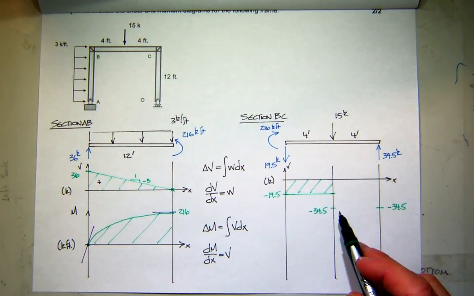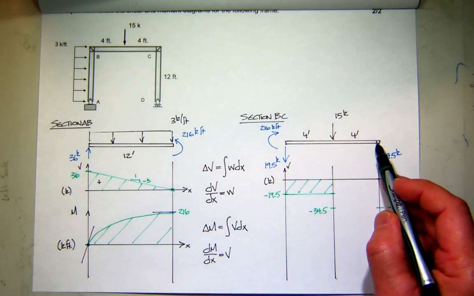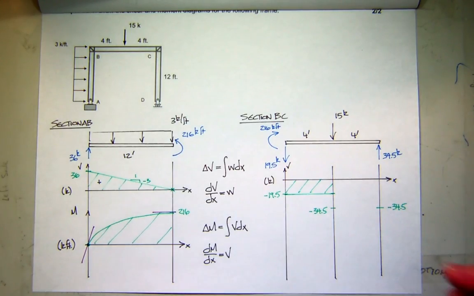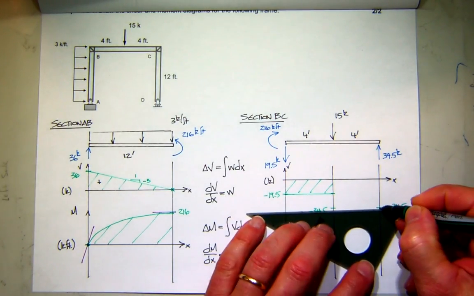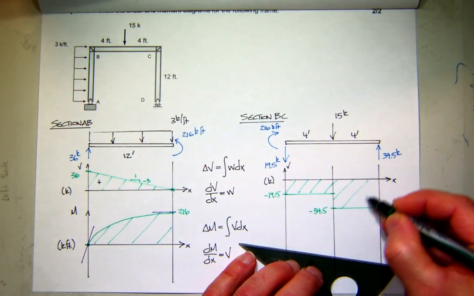Now the change in shear between these 2 points, well, for these things to match, it better be 0. And you look up here, and what's the area in the load curve? 0. That's great. And the slope is the load. The load is 0, so 0 slope. So we just have a nice, simple kind of step diagram for the shear force.